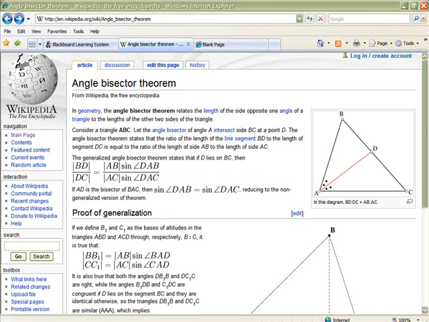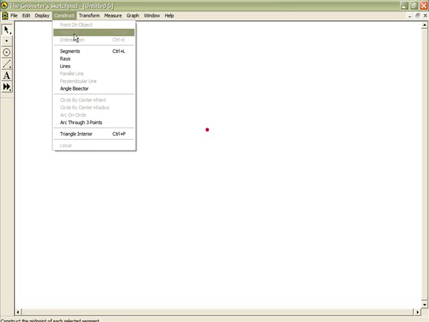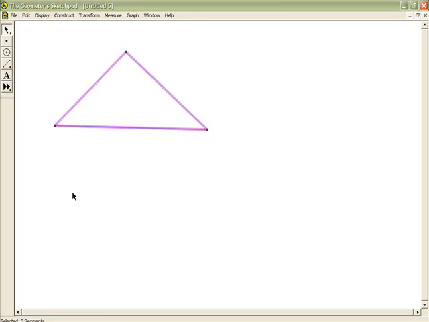So, first, you want to open a new sketch in Geometer Sketchpad. And you're going to have a triangle to prove this, obviously. So, select the point tool up here and just click 3 points. These will be your vertices for your triangle. Okay? So, now you want to draw the triangle. So you want to make sure all 3 of these points are selected. And then construct, and go to segments. And there you have it.